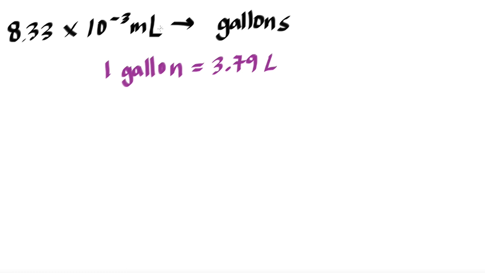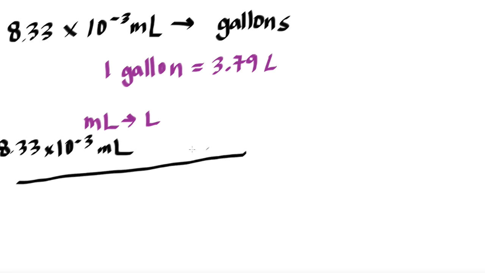So here's where you have to stop. You're like, well, this guy here is in milliliters. You have to make a plan. If I can convert this guy from milliliters to liters, then I'll have something to go on. So that's what I'm going to do. Here's the start of my plan. I'm going to go from 8.33 times 10 to the minus 3 milliliters, and I'm going to convert that to liters.